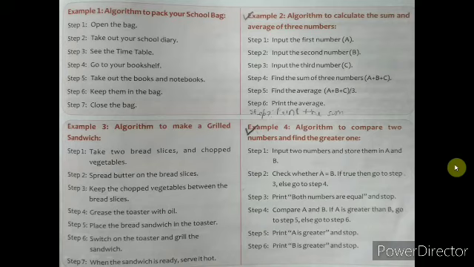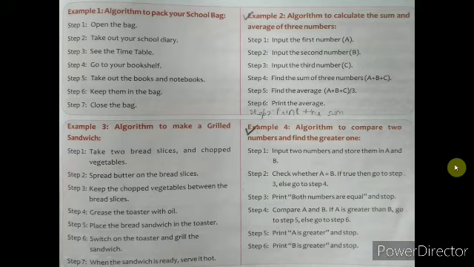Example number 4, algorithm to compare 2 numbers and find the greater one. So here we are comparing the 2 numbers and we'll find which one is greater. So steps are already written. Step number 1, you can see input 2 numbers and store them in A and B. Again, A and B is a variable. Let's say, for example, you have entered 2 for A and 3 for B.